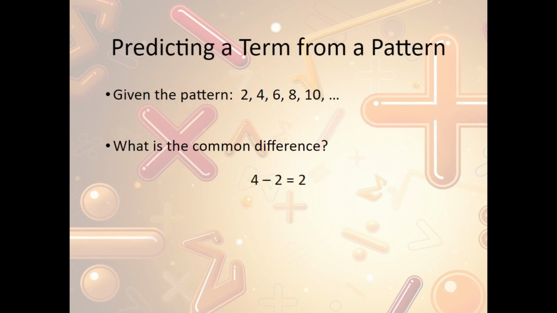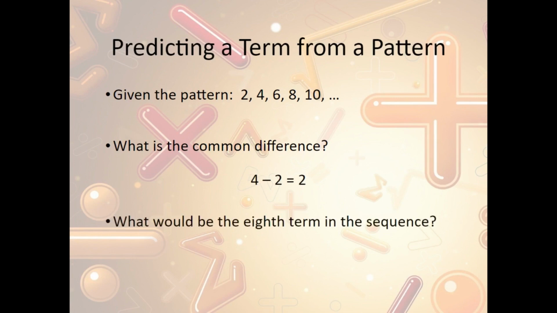Again, we have a situation where we know the common difference is 2. Now, what if I asked what is the 8th term? So we have 1 term, 2, 3, 4, 5. So we need 3 terms later. So we're going to go ahead and add 3 terms. So we add 2 and 2 and 2 and we get 16. So we know that the 8th term would be 16.